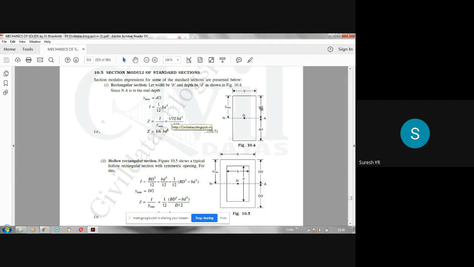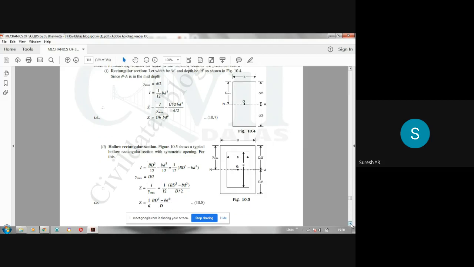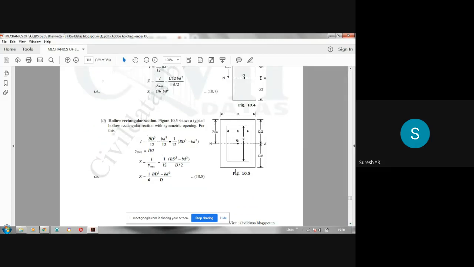Y max d by 2, I is BD cube by 12. So BD cube by 12 divided by d by 2 gives BD square by 6. Hollow rectangular section. So sometimes a beam may have this hollow rectangular section type.